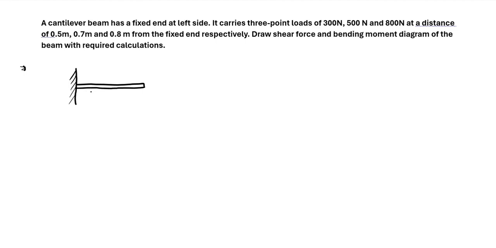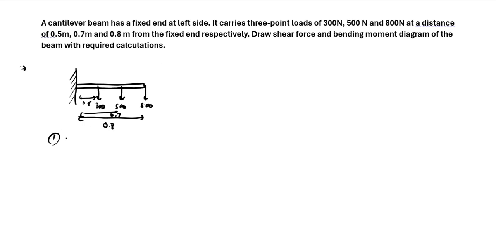So let's say this is the 300 point load, this is the 500 and this is the 800. Then the distances are given such as 0.8, 0.7 and 0.5. Draw the shear force and bending moment of the beam.